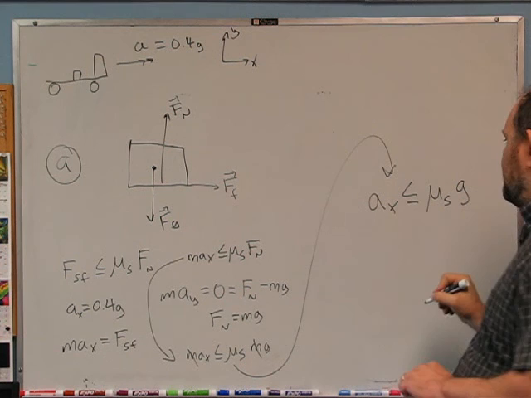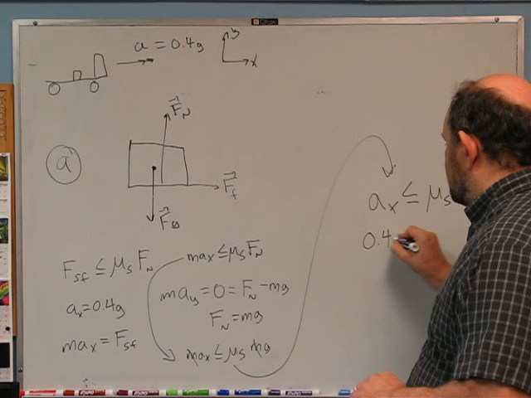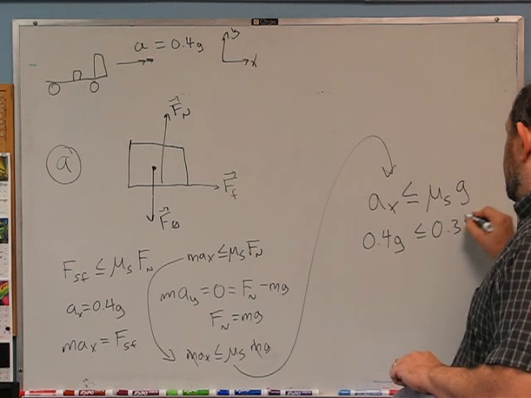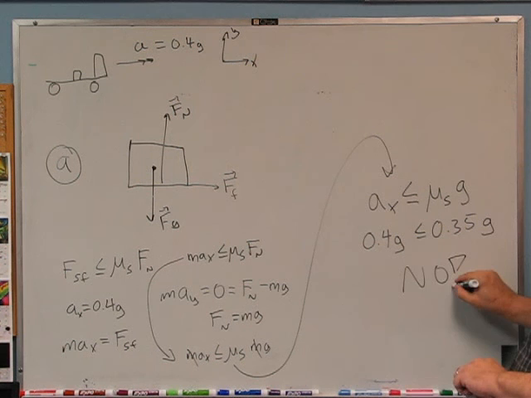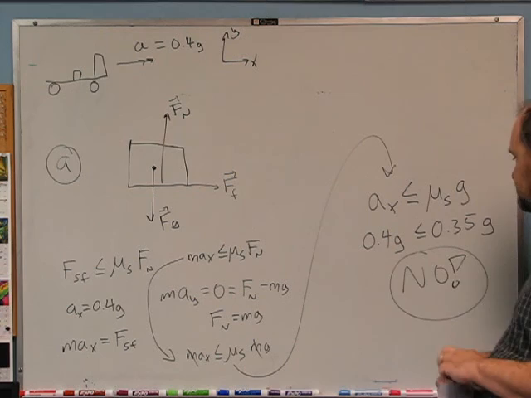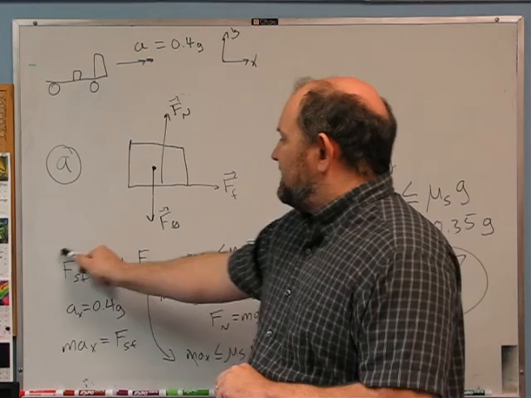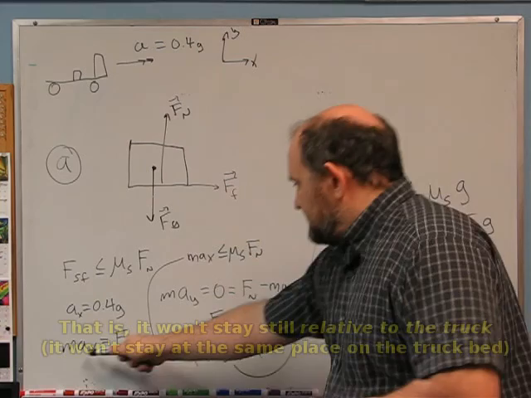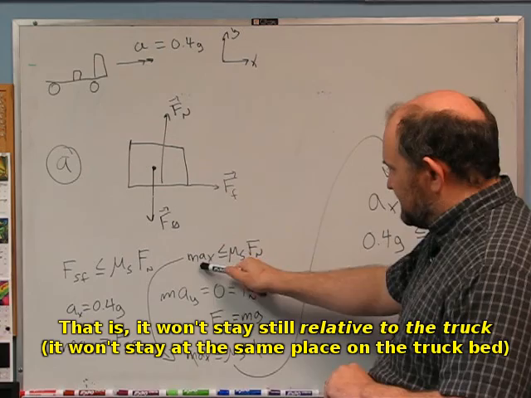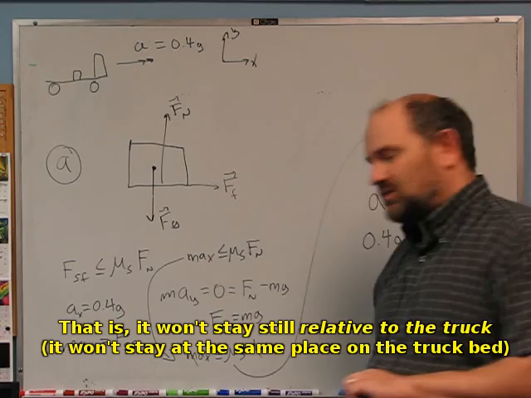So let's put the numbers in. Is 0.4g less than or equal to mu s, which is 0.35g? Notice I don't even have to put in g to do this. No! 0.4 is not less than 0.35, so therefore the answer to B is it will not stay still, because this inequality doesn't work. This is the inequality we need for static friction to supply the force that's needed. To stay still, static friction needs to be equal to max, okay? Well, so max has to be less than this, so that sets a limit on how much acceleration you can get, and we have figured out static friction's not good enough to hold this guy still. So therefore, the crate's going to start sliding back on the truck.